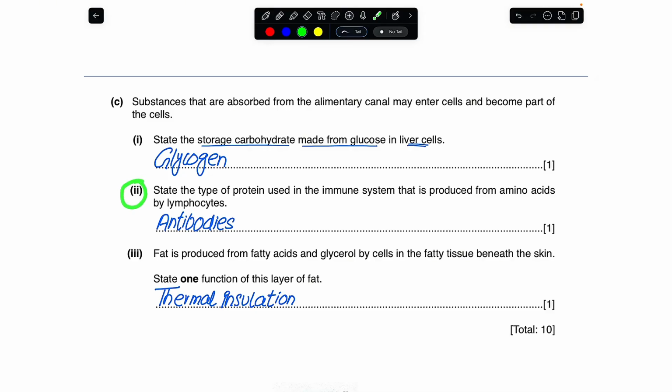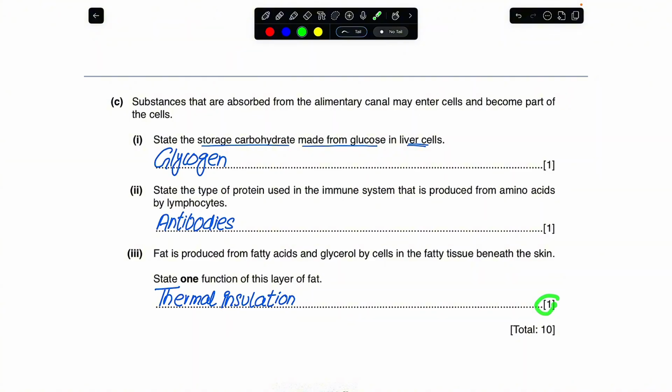For the second point, they asked you to state the type of protein which is used in the immune system and that is produced from the amino acids by the lymphocytes. And we know lymphocytes are a specialized type of white blood cells that release a protein, and that is the antibody protein. And we know they clump the pathogen, they make pores in the wall of the pathogen, ultimately killing them, and that would save our body from the harmful effect of that particular pathogen.